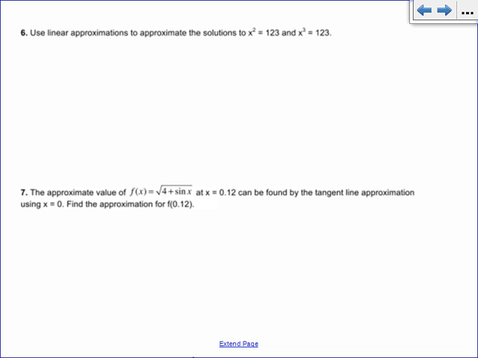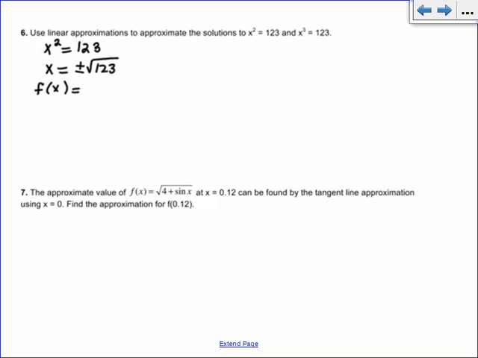All right, so sometimes it's phrased this way. It says use a linear approximation to approximate the solutions to x squared equals 123 and x cubed equals 123. I've put questions like this on the test before, and people have totally blanked because they don't know what the function is. If you're finding the solution to x squared equals 123, then you're really finding the approximation for x equals plus or minus the square root of 123, right? Does that help? So what function are you using?